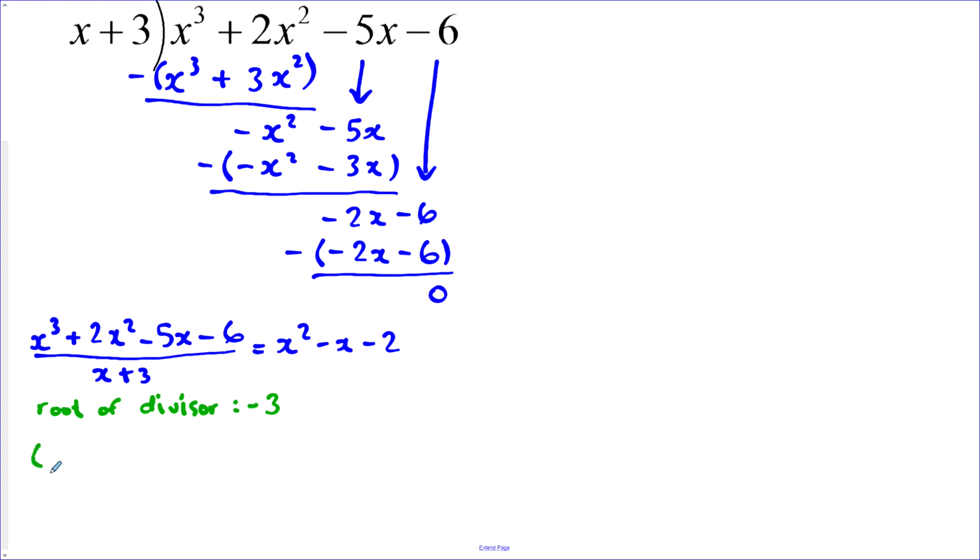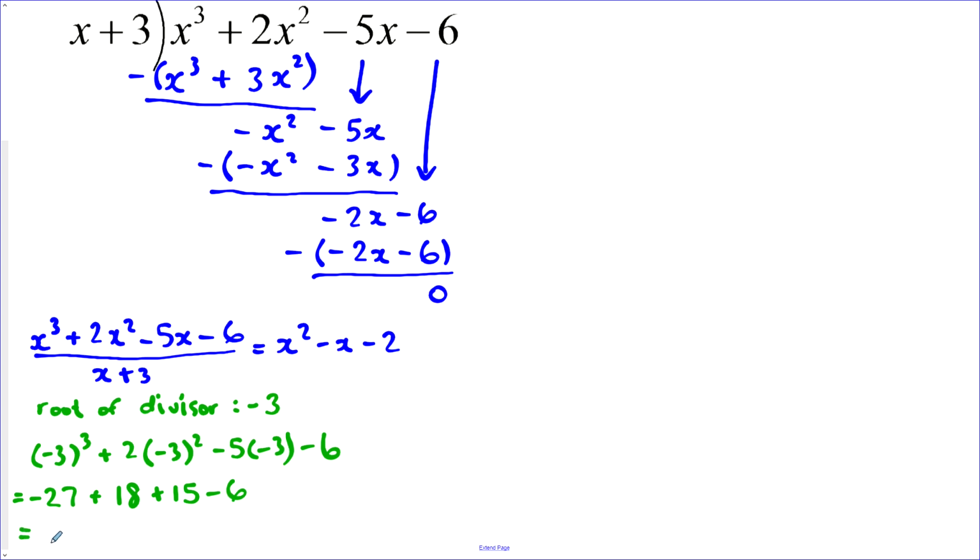And we're plugging in here, so minus 3 cubed plus 2 times minus 3 squared minus 5 times minus 3 minus 6. Then we've got minus 3 cubed, so that's minus 27. And this one is plus 18. And this one is plus 15. And this one is minus 6. So it looks like the positive numbers here, they add up to 33, and the negative numbers, they add up to negative 33. So this equals 0. And so we can see that this number right here is the remainder. So keep that in mind. That's going to be a great quick way to find the remainder.